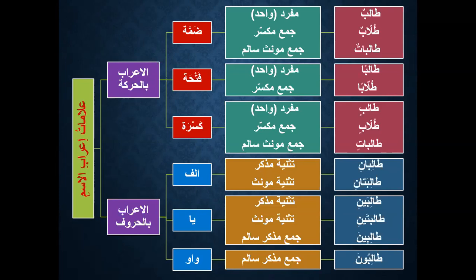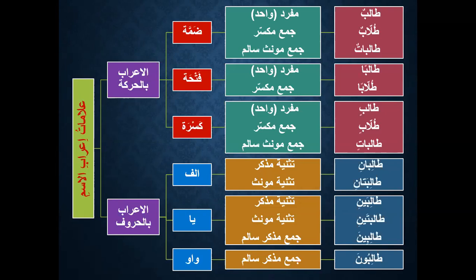With regards to fatha, you would find that in mufrad, again, wahid, and jama mukassar only. Jama mu'annas salim does not take fatha. And these two are like taliban and tullaban. Now, this is the mansub state.